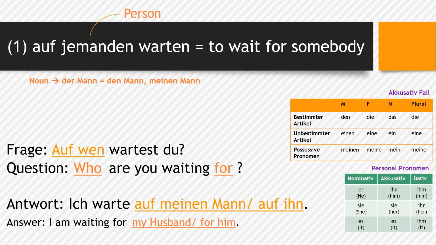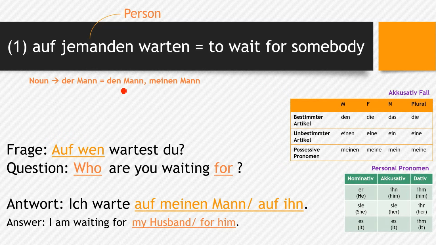Now, the question will be, auf wen wartest du? Who are you waiting for? The answer will be, ich warte auf meinen Mann. Ich warte auf meinen Mann.